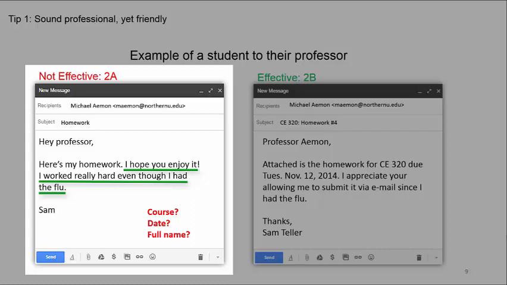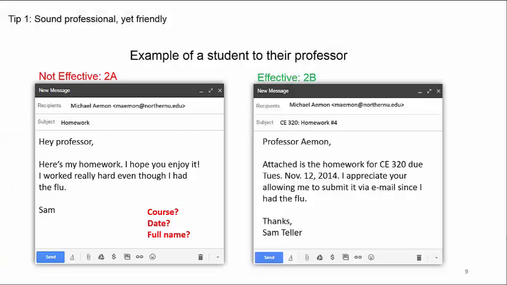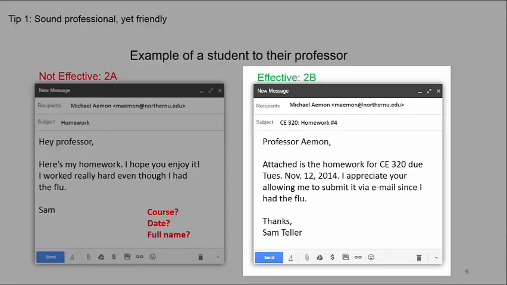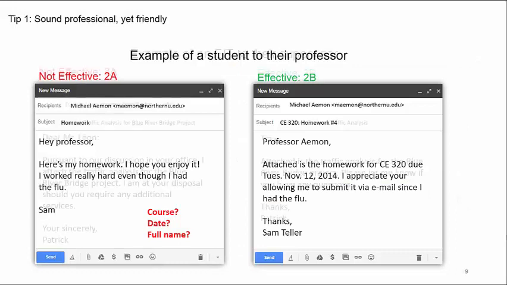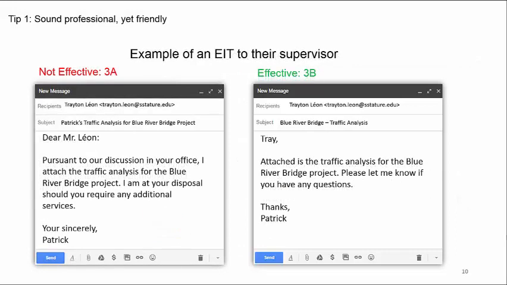Comments like "I hope you enjoy it" and "I worked hard" are likely to aggravate the instructor, who expects the student to work hard on every assignment and they will have to spend their weekend time reading and grading the homework. In contrast, 2b provides the needed information and deletes the irrelevant details. The final sentence skillfully expresses appreciation while also reminding the professor that the student received permission to email her homework because she was ill.